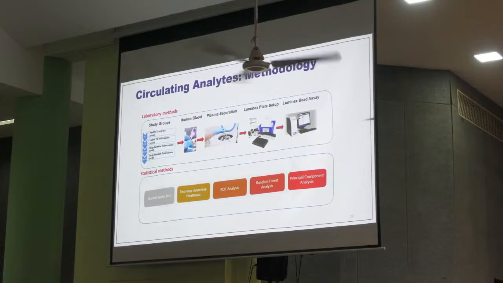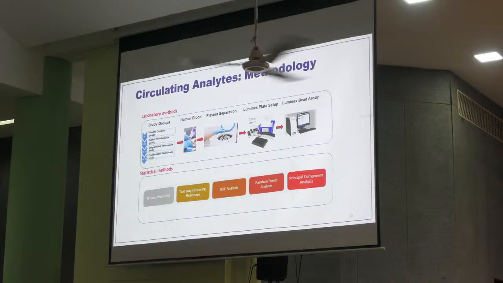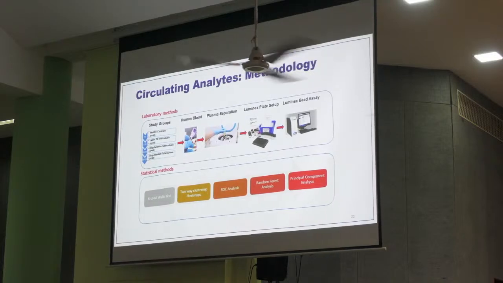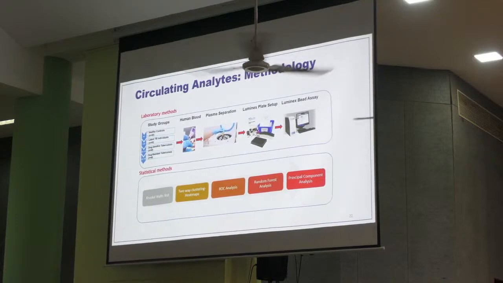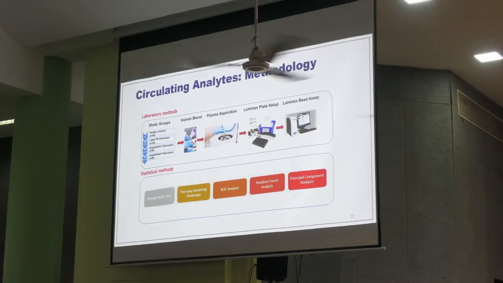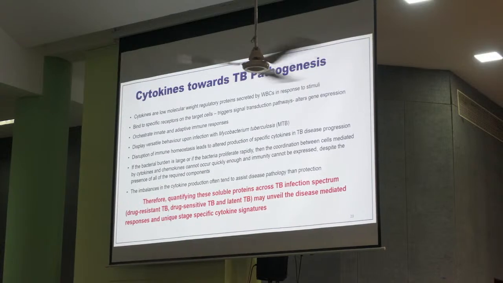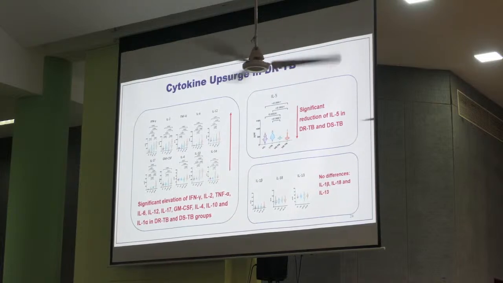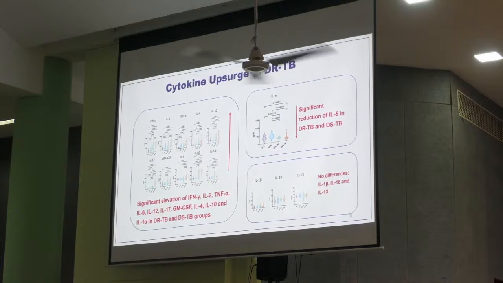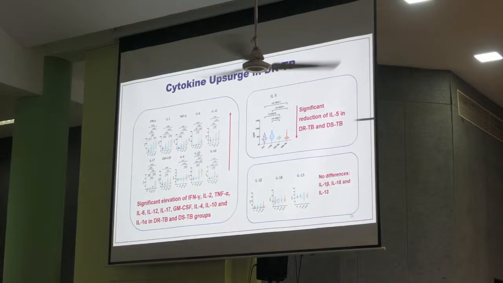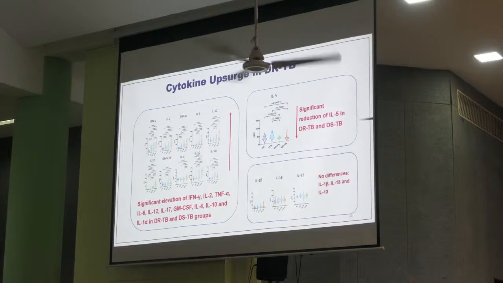So here these are Luminex bead assays, and we analyze them using statistical techniques to measure how important these cytokines and chemokines are, and which one is very helpful as a biomarker. So this is the importance of cytokines in TB pathogenesis. And this is one piece of evidence: among the 14-plex cytokines measured in the TB patients, how many of them are increased and how many are reduced.